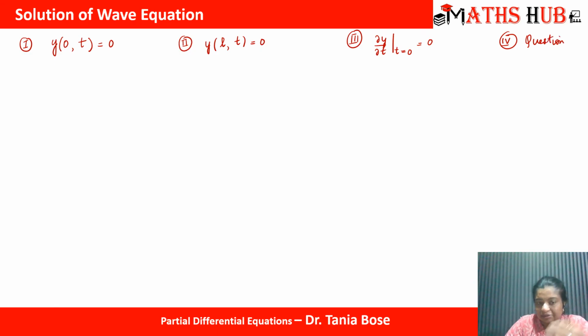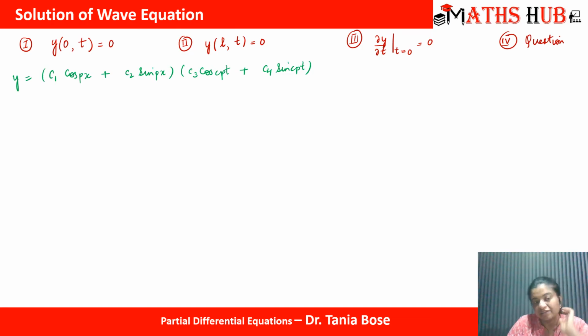So till this step, the previous step where we were calculating for k negative and we were getting the solution, and applying these three conditions will remain the same for every question on wave. Only the fourth one depends upon whatever question is given to you, and accordingly you will get a different value for the constant, right? So let us see how to work with these constants. So now what did I get y as? Y was, the last solution was c1 cos px plus c2 sin px multiplied by c3 cos cpt plus c4 sin cpt. Now you have to take care how do we get the values of these constants.